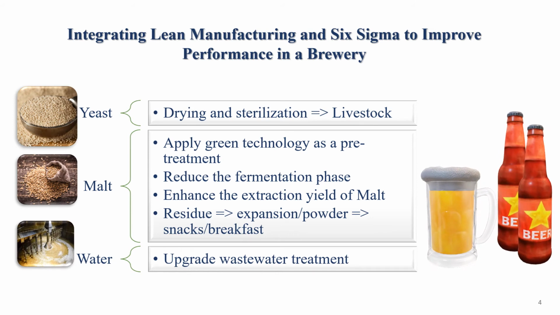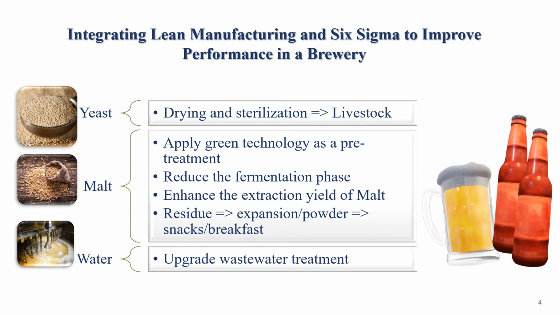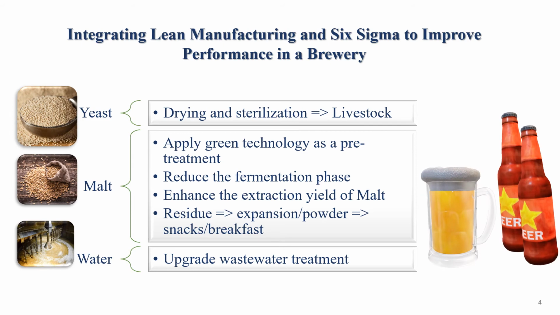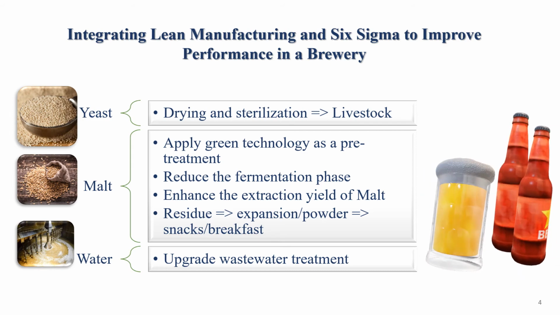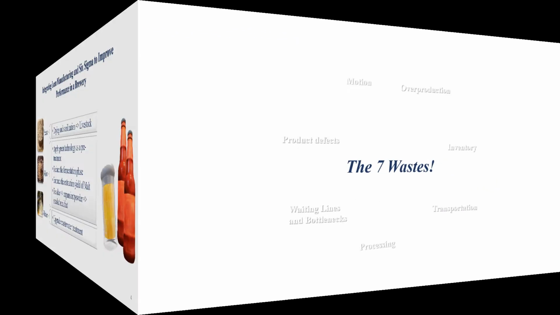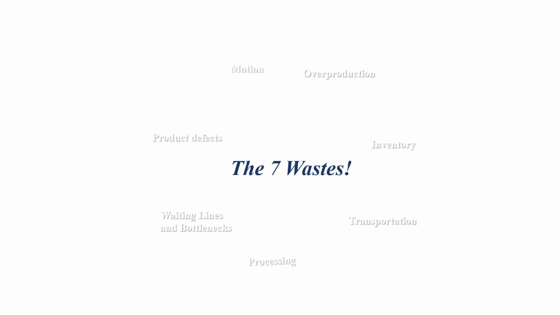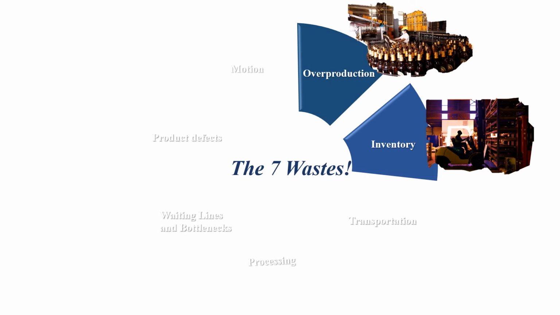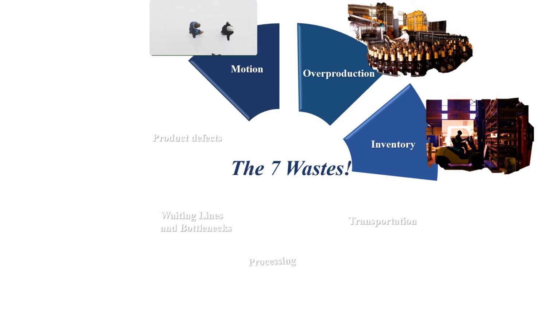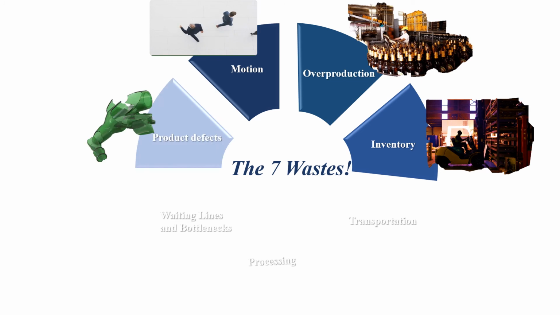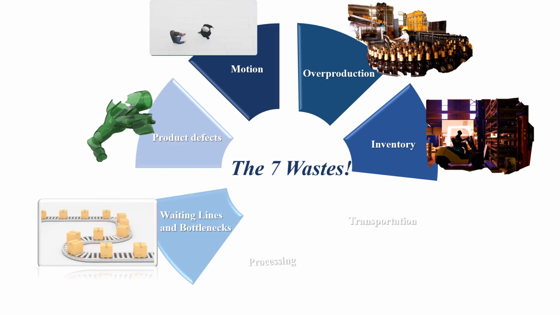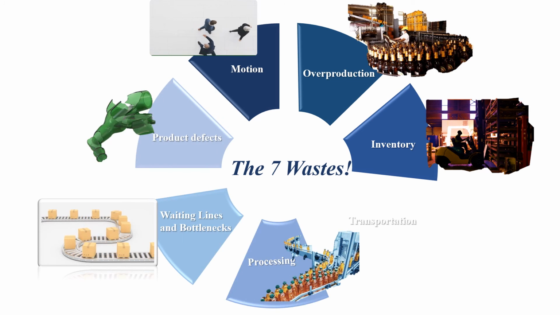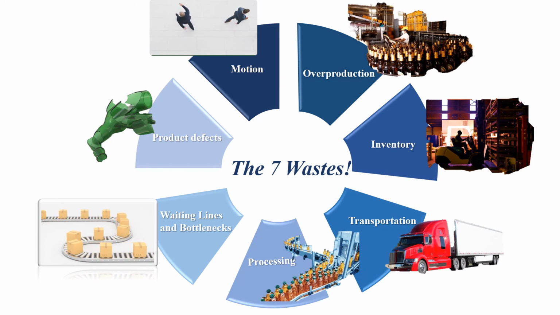As for water, we can upgrade the wastewater treatment in the brewery where we'll be working on this project. Finally, the 7 types of waste that we will be tackling in this project are inventory levels, overproduction, unnecessary motions, product defects, waiting lines and bottlenecks, overprocessing, and transportation.